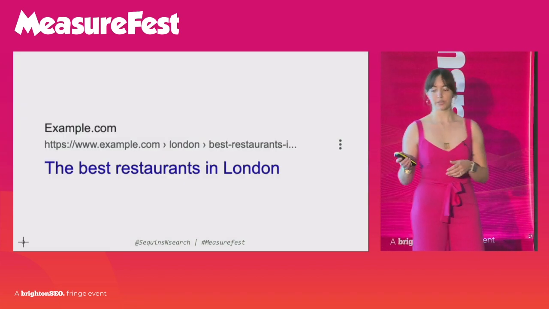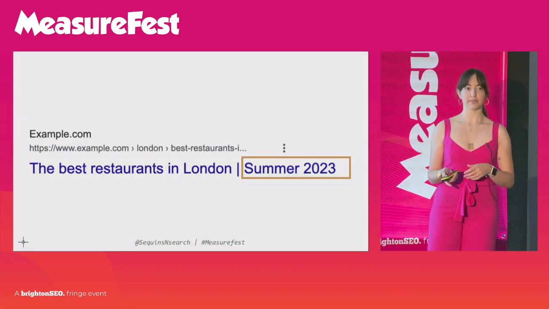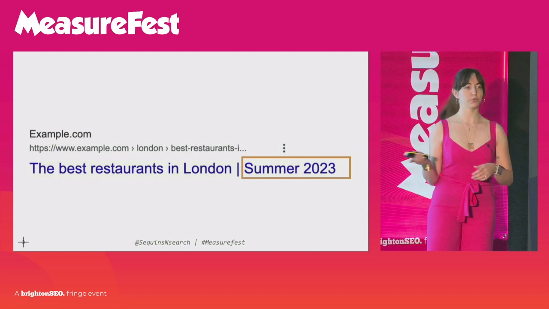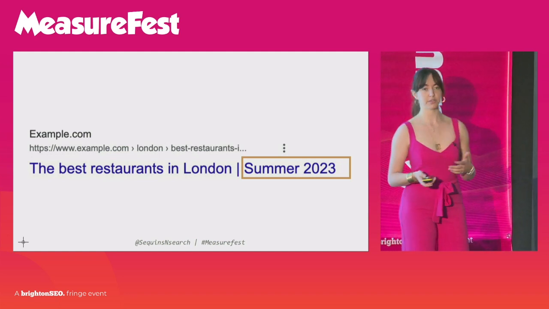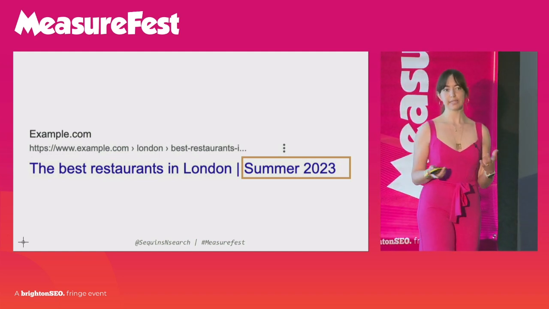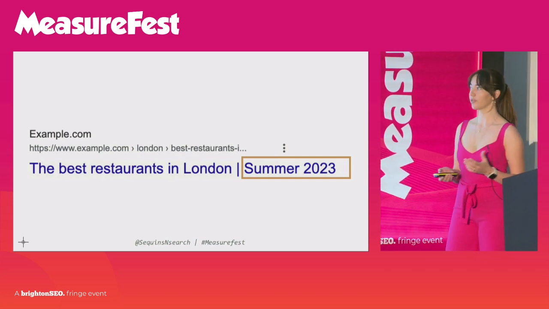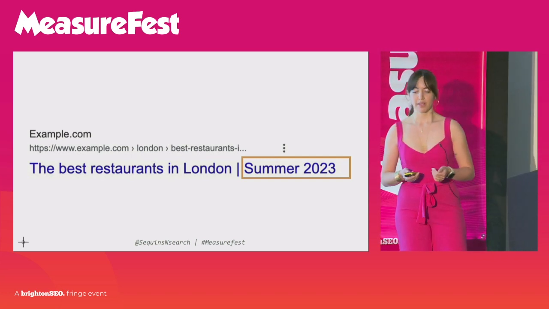So your test will look something like this. You might add a recency signal, summer 2023, to add freshness to your titles. And that's the representation of your hypothesis on your test.